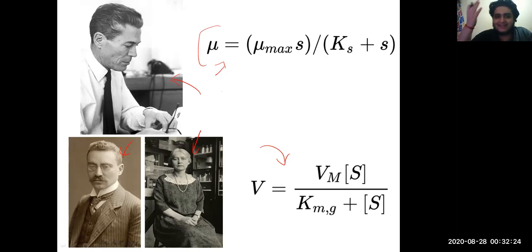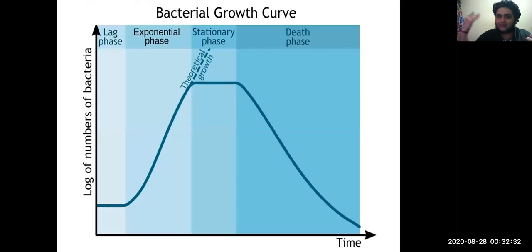So I'll start with how these two equations originated, and let me start with Monod's equation initially. I'll use the same flow in which Monod himself has described the arrival of his equation in his paper, right? So we all know the bacterial growth curve, right?